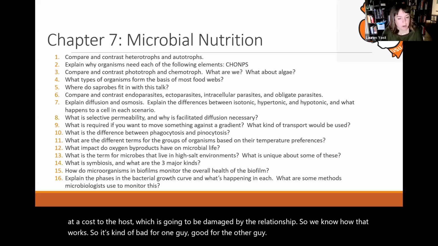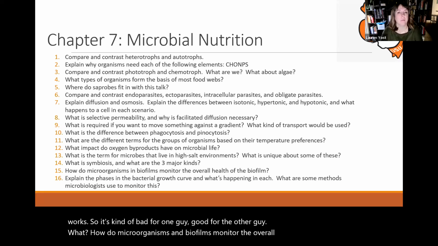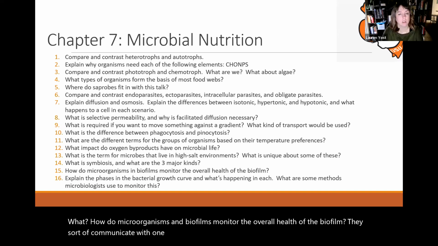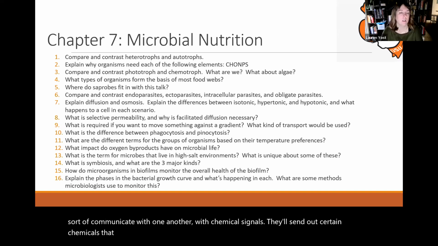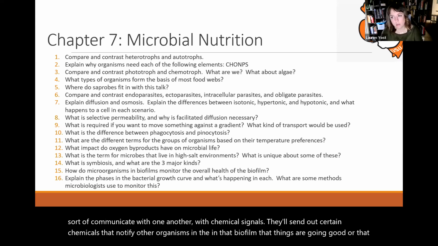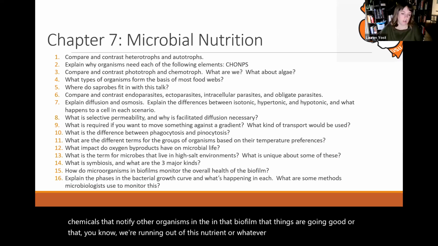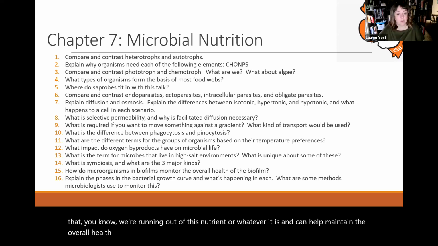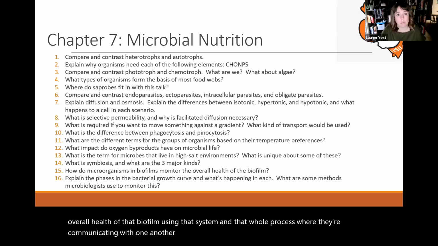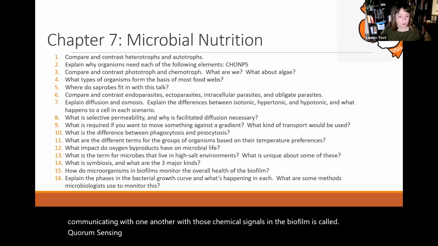How do microorganisms in biofilms monitor the overall health of the biofilm? They sort of communicate with one another with chemical signals. They'll send out certain chemicals that notify other organisms in that biofilm that things are going good, or that we're running out of this nutrient or whatever it is, and can help maintain the overall health of that biofilm using that system. And that whole process where they're communicating with one another with those chemical signals in the biofilm is called quorum sensing. All right.